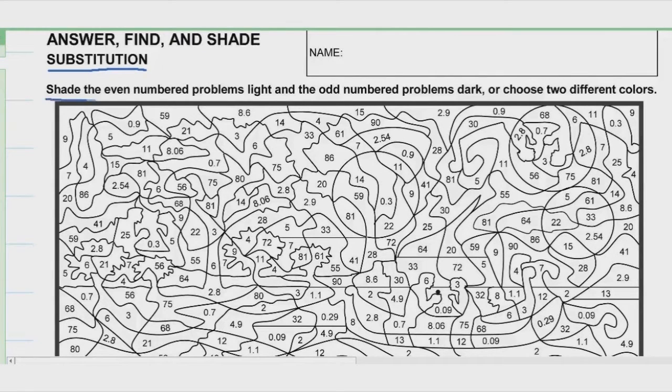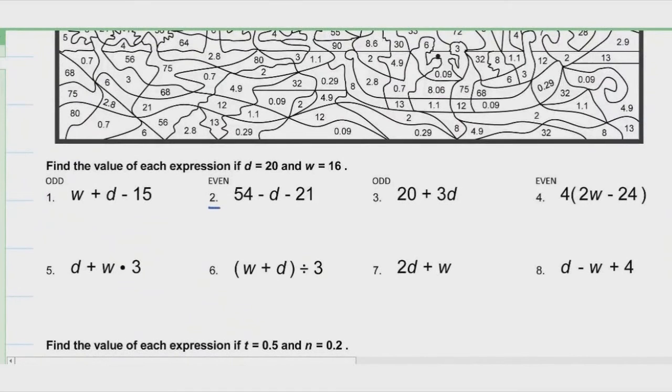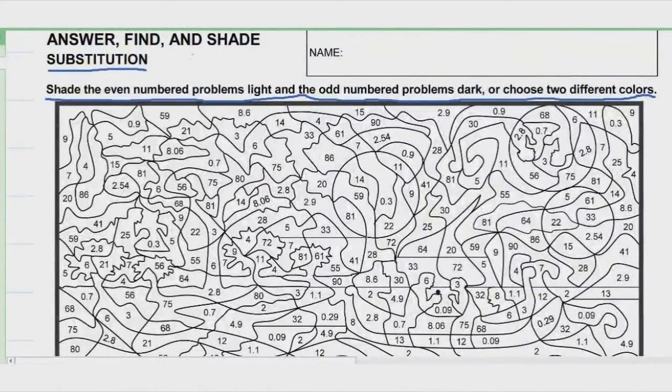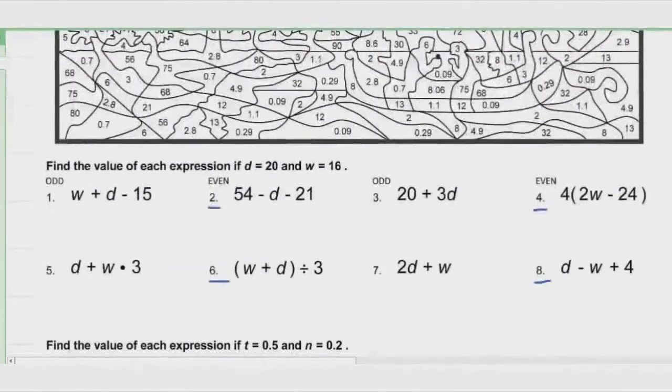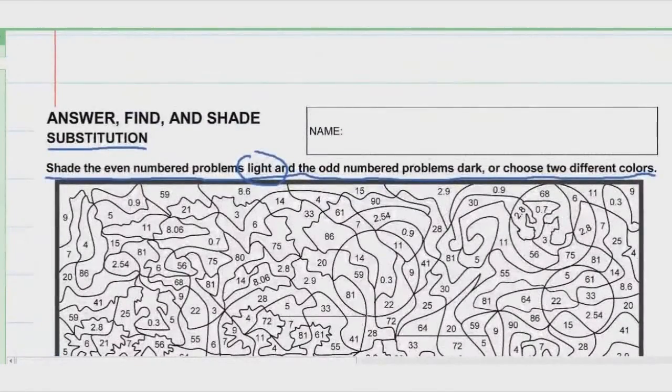It says, shade the even-numbered problems light and the odd-numbered problems dark, or choose two different colors. So basically, it says to shade the even problems light. So if you see problem 2, 4, 6, 8, 10, 12, 14, those are all even-numbered problems, so we need to shade those in light. And the odd ones, like 1, 3, 5, 7, 9, and 11, and so on, we need to shade those in dark because they're odd.